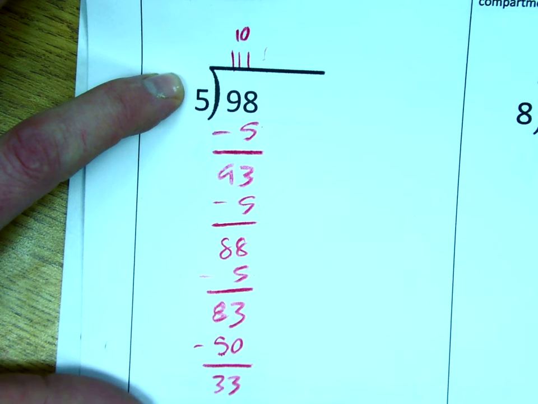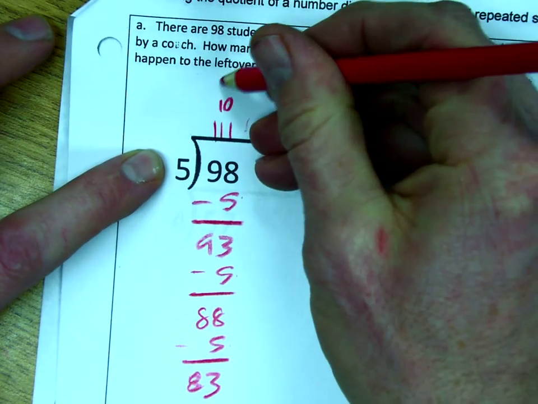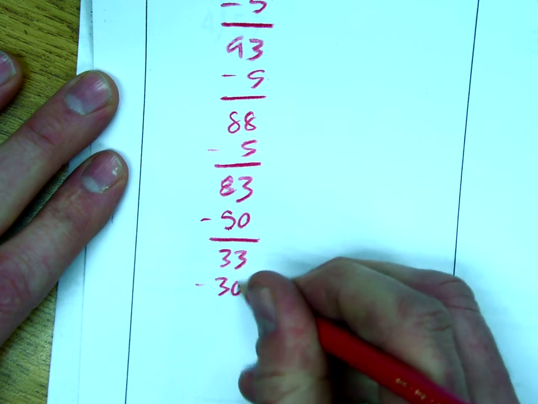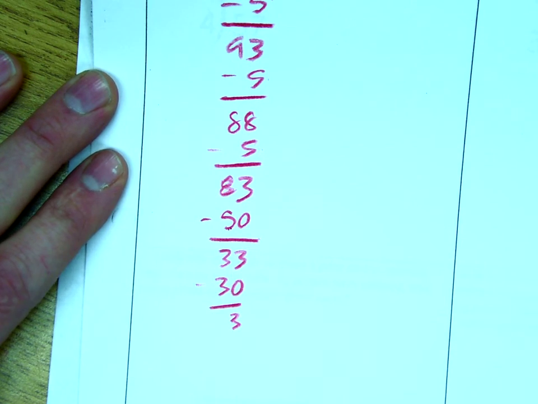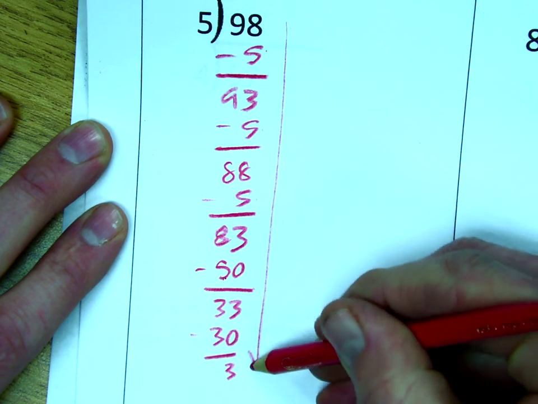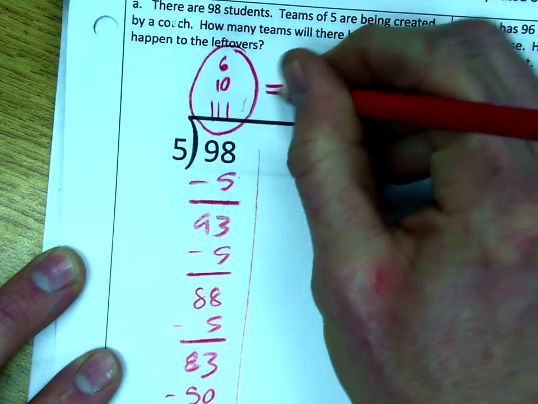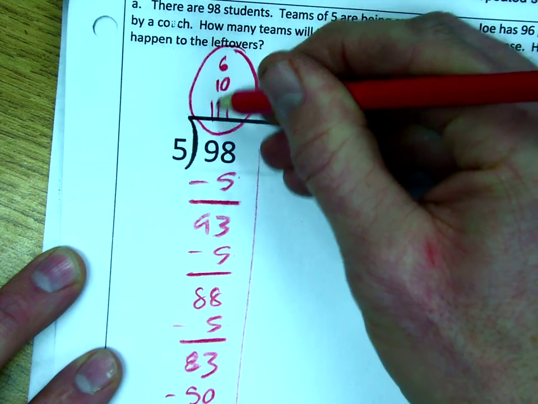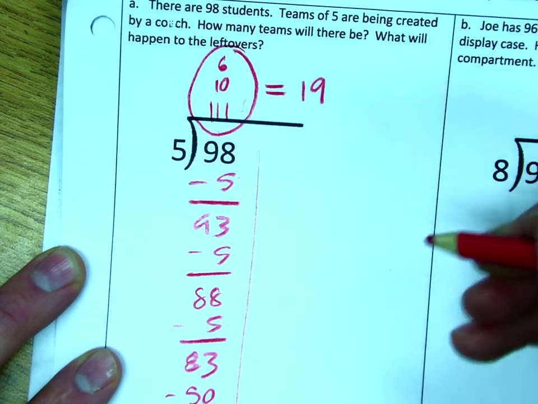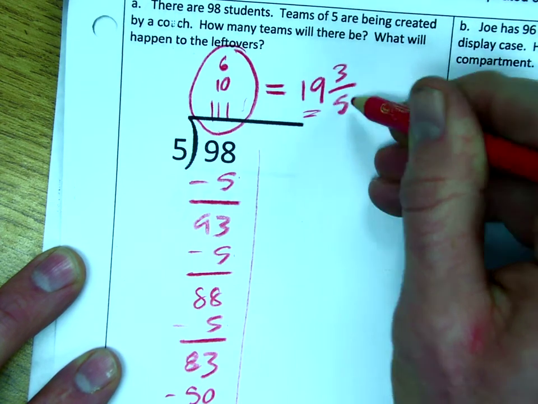And then a student might say, yeah, well, we can take 6 5s from that. And so you'd write down 6 up here like that, and you take away 30, and there's your remainder of 3. And again, this is developing the idea that division solves down, but records the answer on top. And of course, that answer is 19, with a remainder of 3/5.